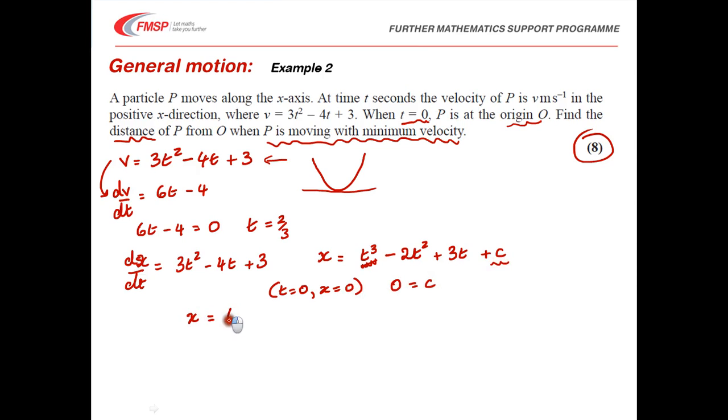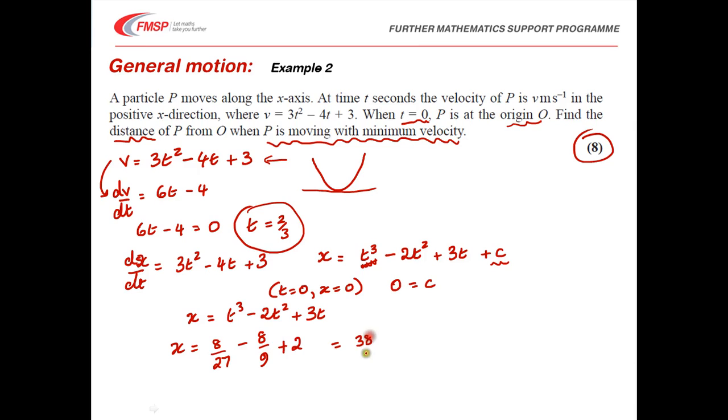So x equals t cubed minus 2t squared plus 3t, and we can substitute our t equals 2/3 into that expression to get x equals 8 over 27 minus 8 over 9 plus 2, and that gives me 38 over 27 metres, which is not a particularly chummy number, but there we go.